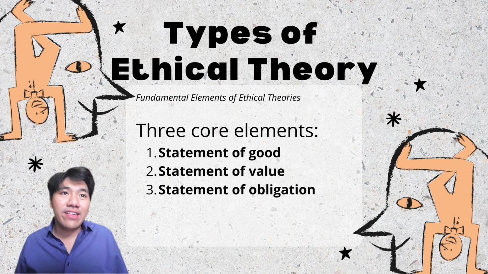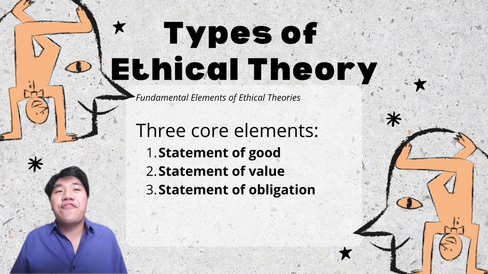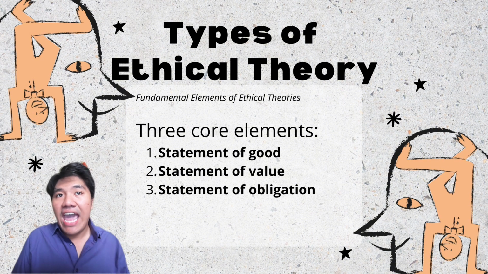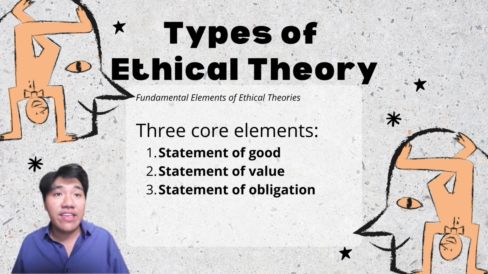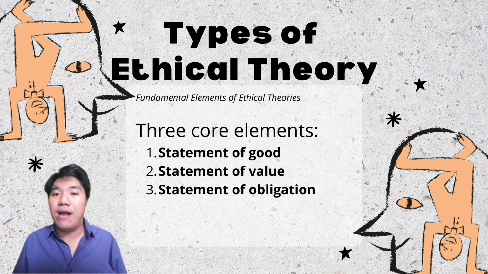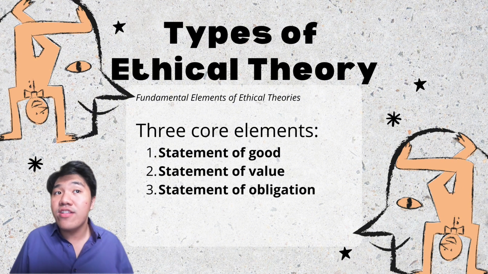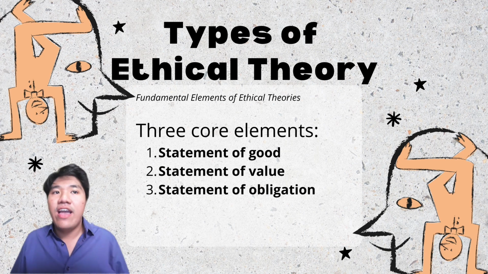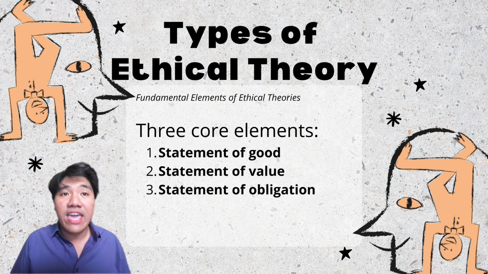Para maging kumpleto ang isang ethical theory, it should adhere to three core elements. The first one is a statement of good. It must provide a clear definition of what is already considered good, either intrinsically or instrumentally, which we'll be talking about later. A statement of value. It must establish a basis for evaluating the worth or significance of certain actions or moral principles. And lastly, a statement of obligation. It must provide a framework for what actions individuals ought to take, emphasizing moral obligations and duties.